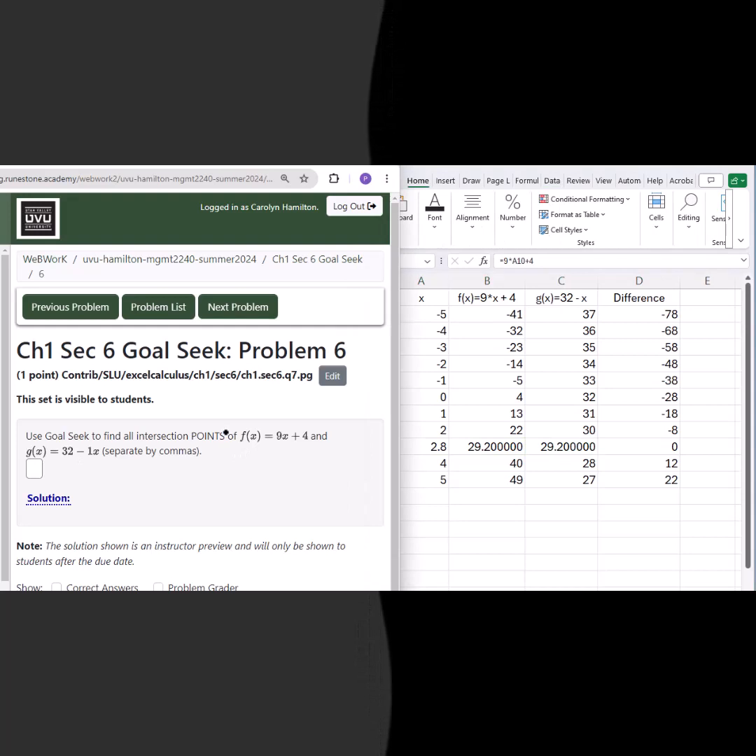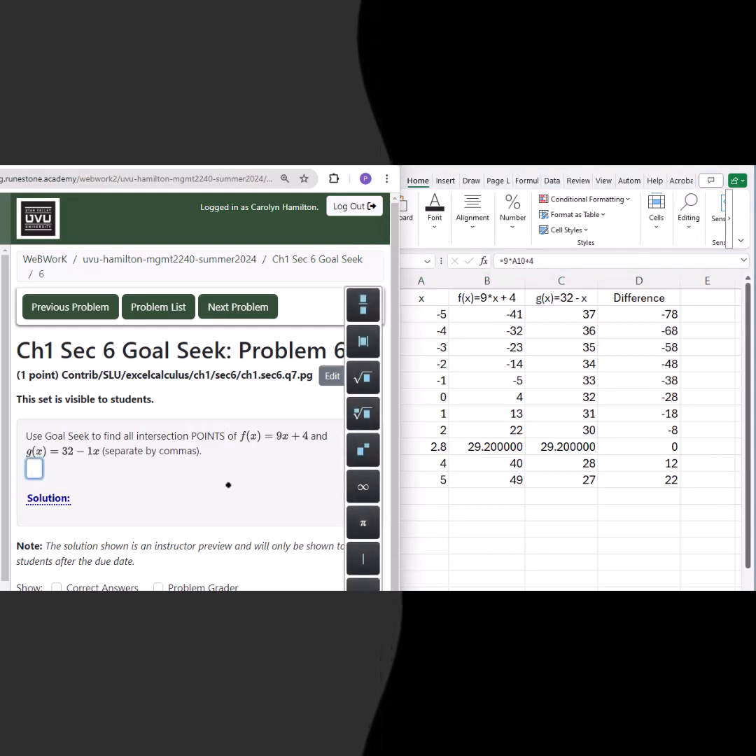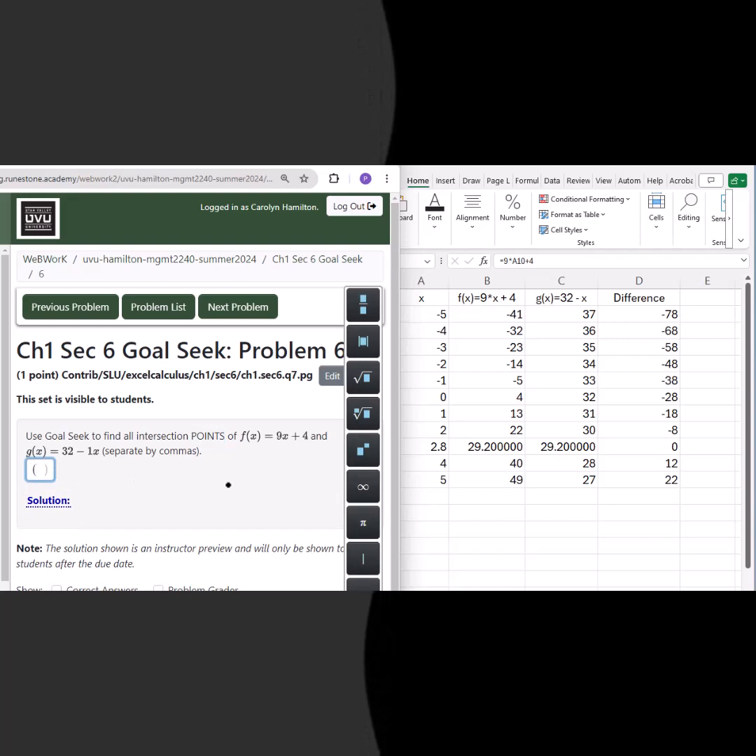Okay, now, last thing is how to enter your answer. They want a point, and a point has an x coordinate and a y coordinate. So it should look like 2.8 for your x coordinate and then 29.2 for the y coordinate. And don't put any spaces after the comma.